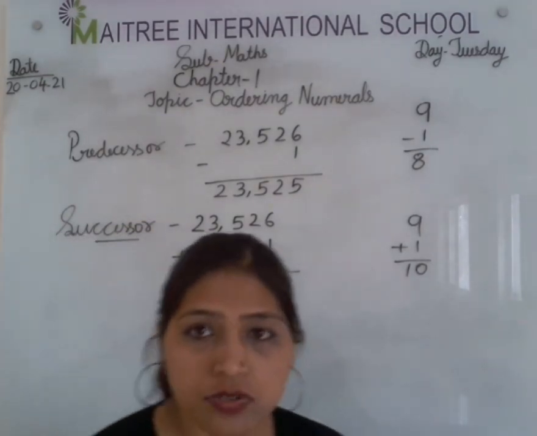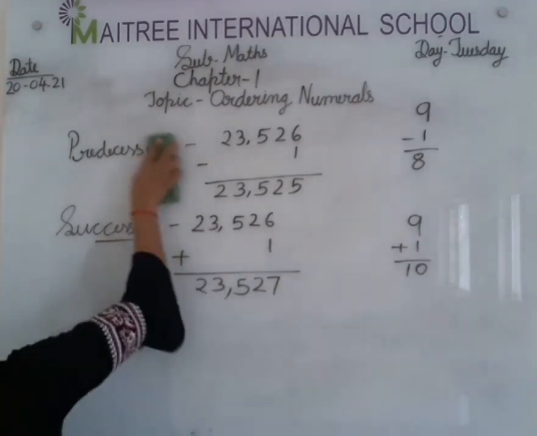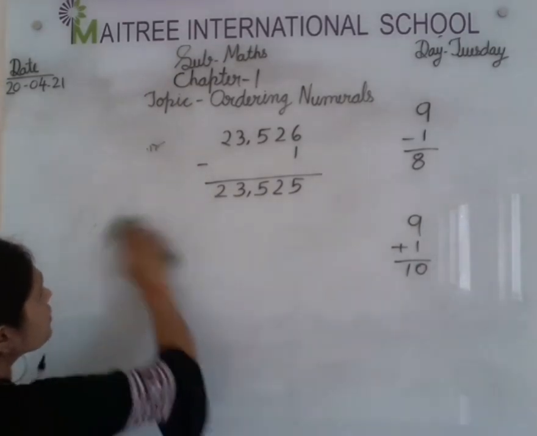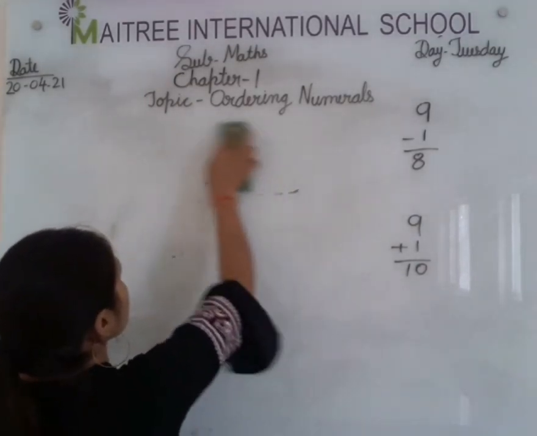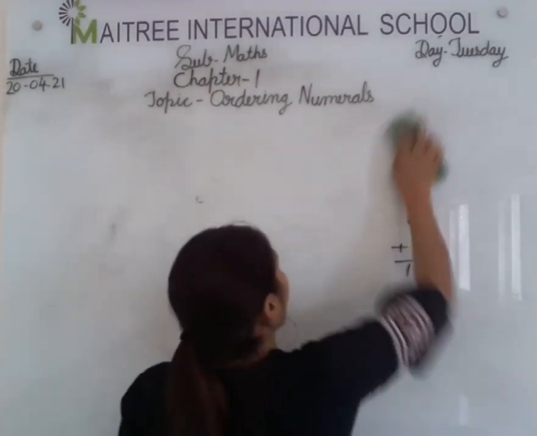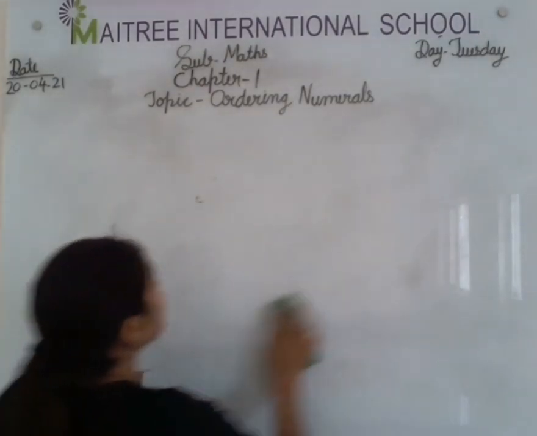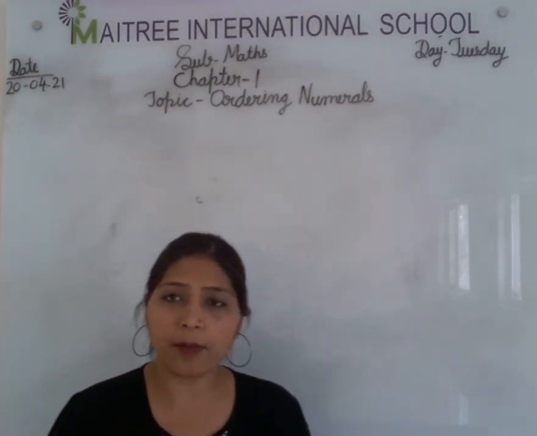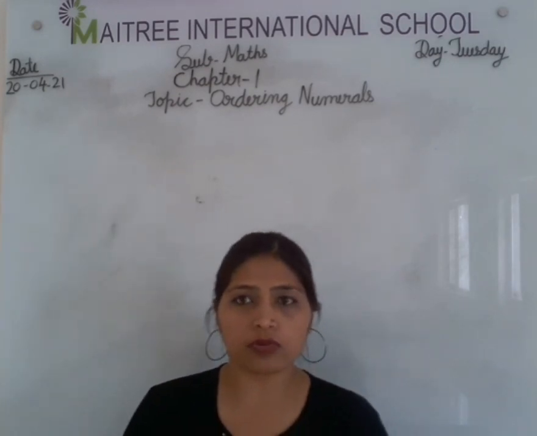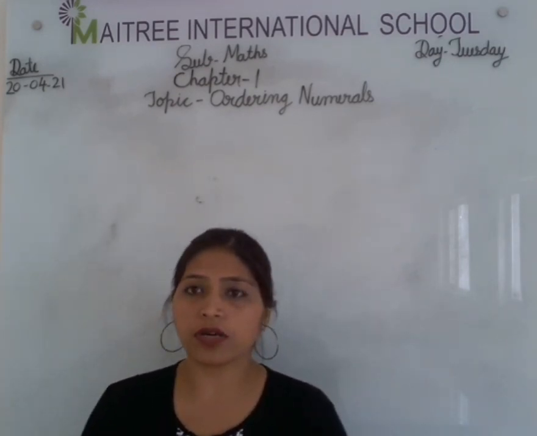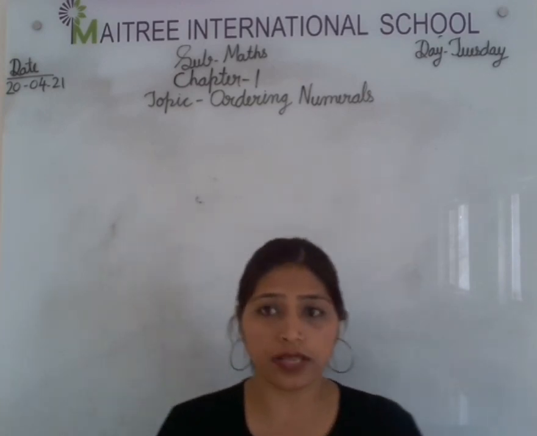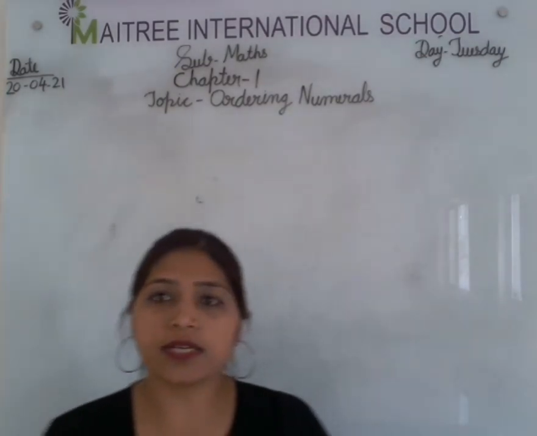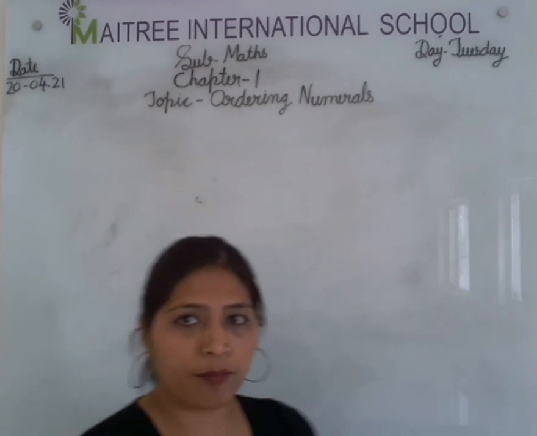Clear? So now let's come to our next topic, ordering of numbers. This will be used in our ordering of numbers also. In two ways we can order numbers. Now you know you can compare numbers. In our previous topic we discussed the comparison of numbers: which is the bigger number, which is the smaller number, which are the equal numbers. So here we will do the ordering of numbers. There are two types of ordering of numbers.